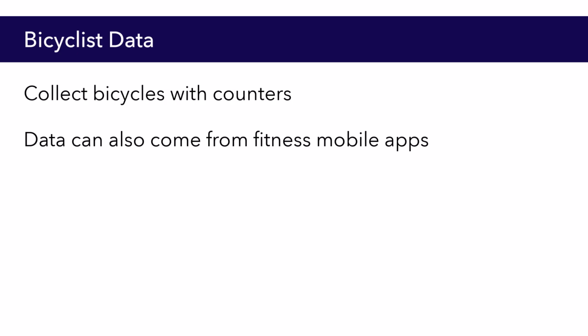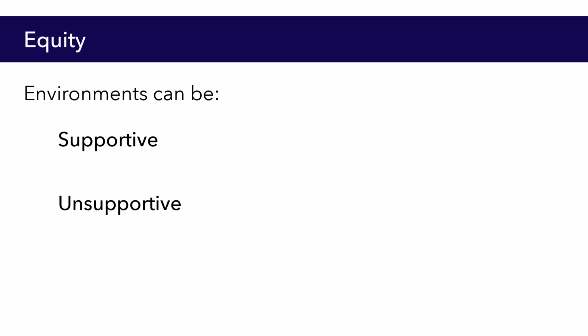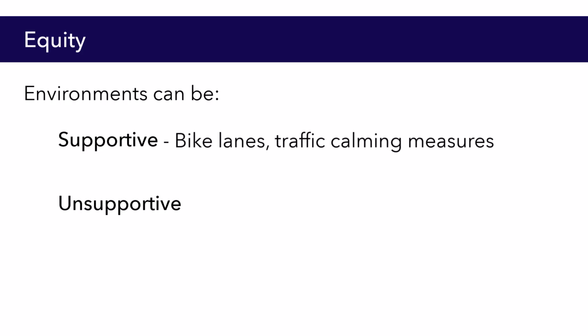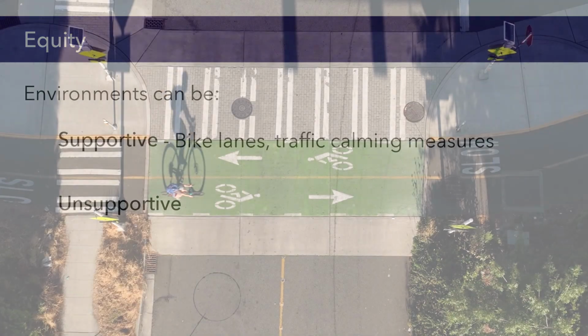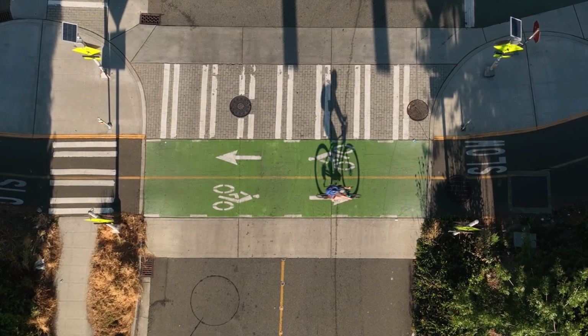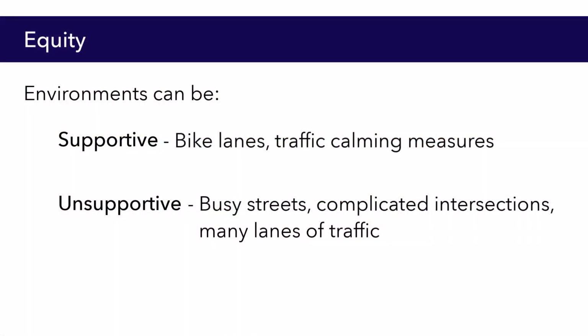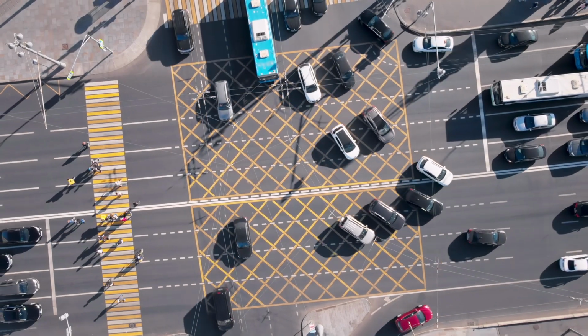So I think the third thing that we want to talk about is when we make decisions around bicycling, we also have to incorporate equity. And sometimes we call different kinds of environments for biking supportive and unsupportive. So a supportive biking environment would be one where you have lots of bike lanes, or you have traffic calming measures so that the bikes can feel and be safe. Whereas an unsupportive environment can be busy streets, complicated intersections, lots of lanes of traffic.